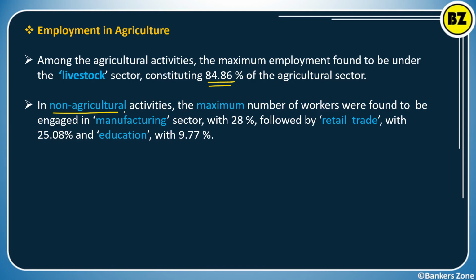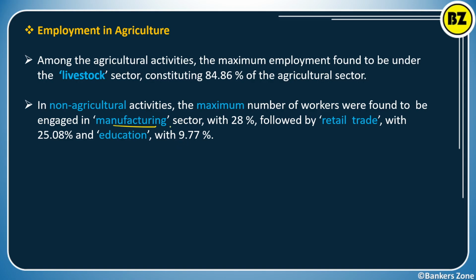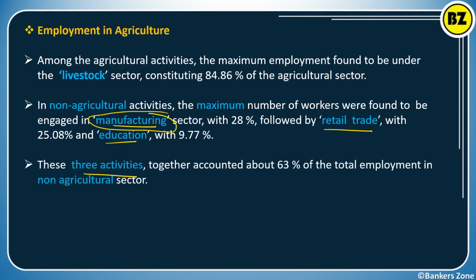Now in non-agriculture activity, the maximum number of workers were engaged in the manufacturing sector. In agriculture we are very familiar. In non-agriculture, the maximum workers are in manufacturing with 28%, after that retail trade with 25% and education with 9%. These three activities, manufacturing, retail and education, together accounted for 63% of total employment in the non-agricultural sector.